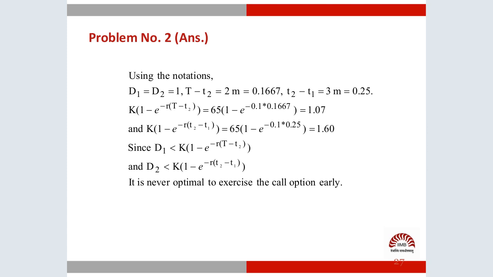What I can also do is check, using this last bit, whether it is at all optimal to exercise, whether I should exercise the option early or hold on to the option till maturity. Because remember, in an American option, you have the choice to exercise early, but you may choose to hold it till maturity. So the question is: is it optimal to exercise the option prior to maturity?